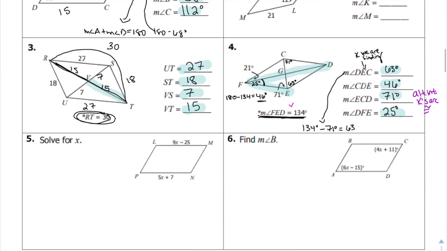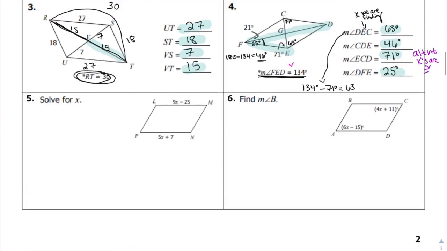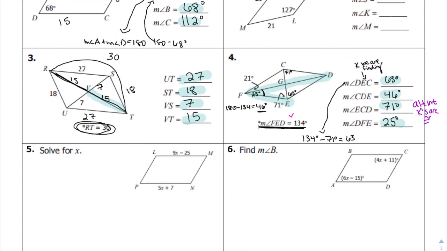All right, so that's number 4. We're going to do one more of these together, and then we're going to do the second page in a different video. So after we do 6 together, you're going to try this. So you try. So let's go ahead and look at number 6 together then.